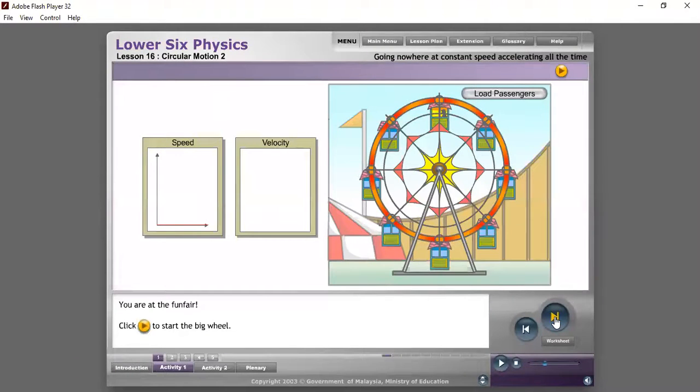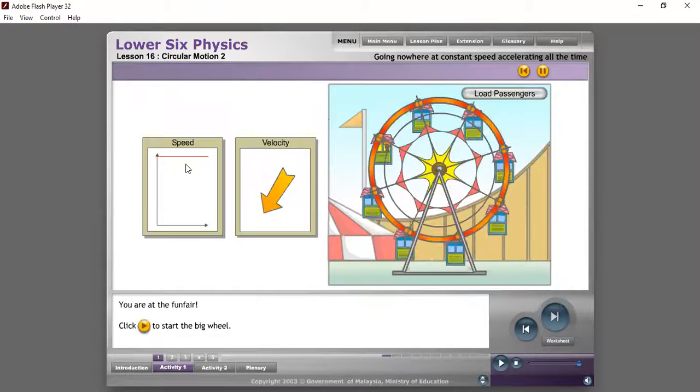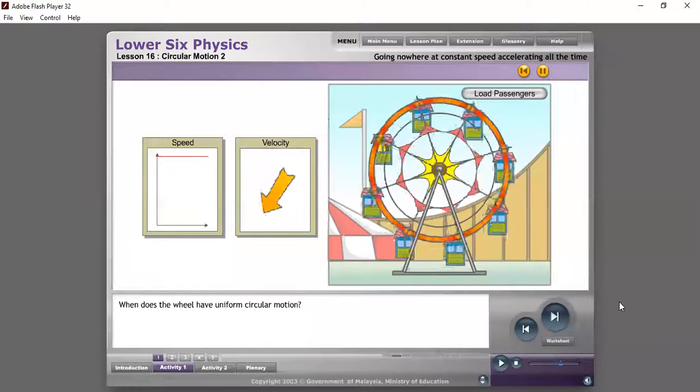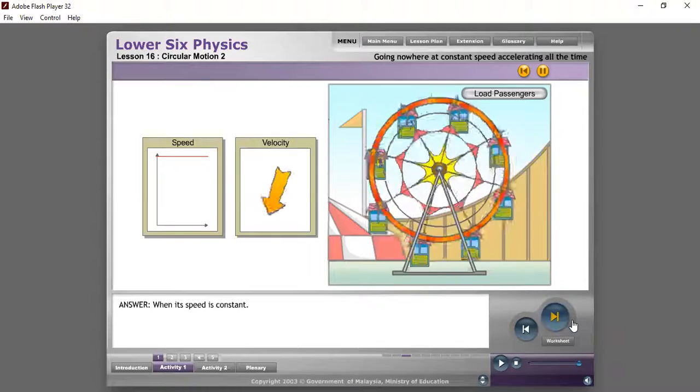You are at the fun fair. Click play button to start the big wheel. When does the wheel have uniform circular motion? Answer: when its speed is constant.